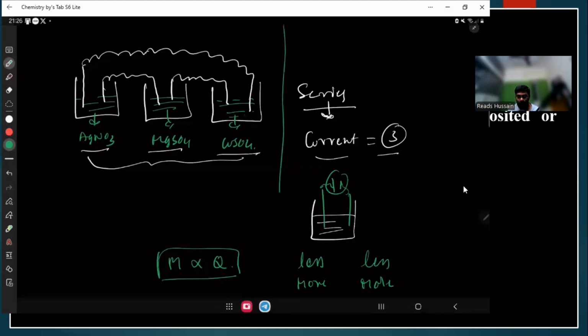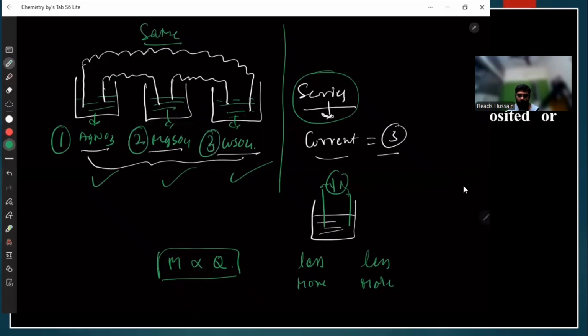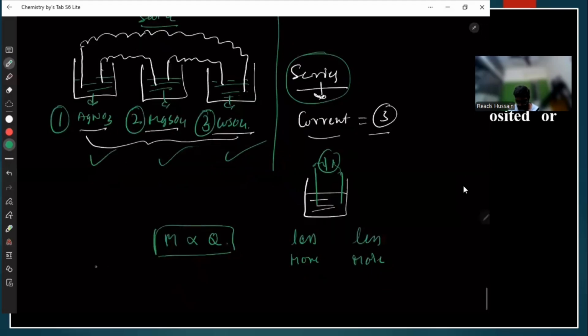We have taken three or four different electrolytic solutions, but we are using the same quantity of current. Why the same quantity of current? This is a series connection. Whatever current passed through the first beaker, that is for the first solution, will be equal for the second and equal for the third container. So the same quantity of current is passed through all three containers. In such a case, what about the mass of the substance deposited in the first container, the second container, and the third container? How are they related?